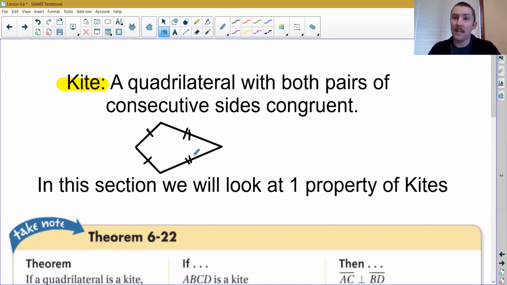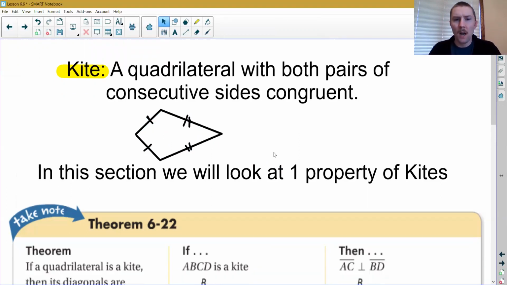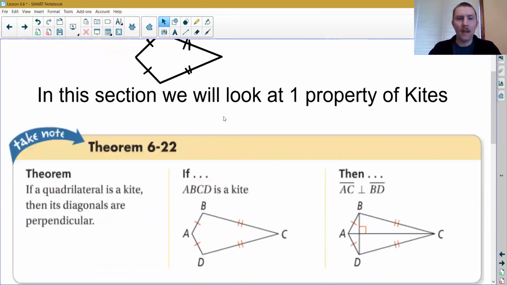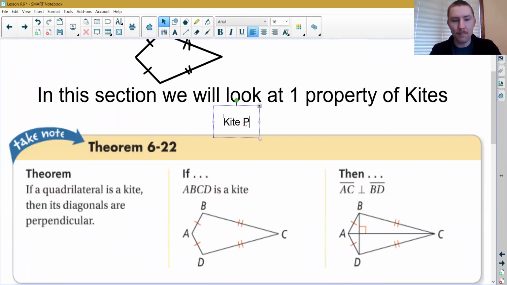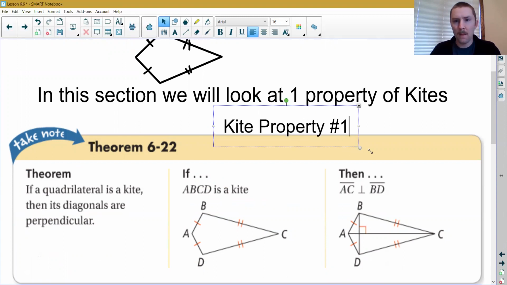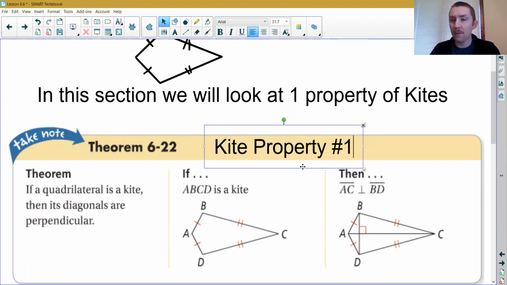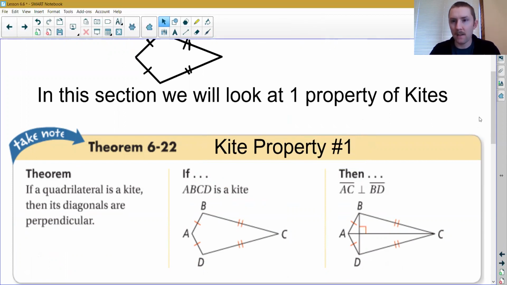Now, the reason I said kites are sort of like rhombuses is because the property that we're going to look at is the same as the rhombus property. I think it was rhombus property number 1. And in this case, what we'll call kite property number 1, even though we only have one of them, is that the diagonals of the kite are perpendicular. Okay, they have to meet at 90 degrees.